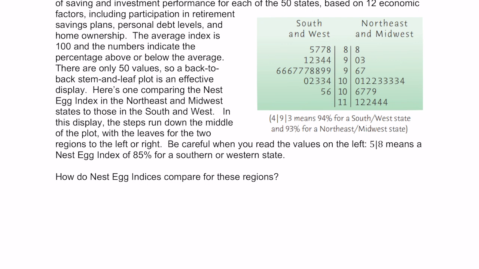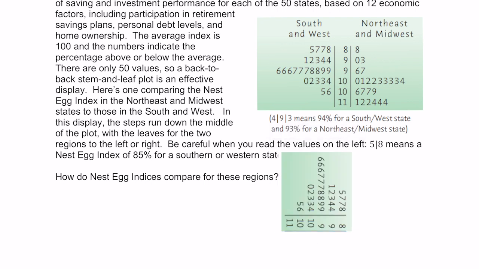How do the nest egg indices compare for these regions? So if we take a look at our South and West side, and we look at our stem and leaf plot, it's kind of symmetric. I can fold, and it's pretty much the same on the left and the right sides, or the upper and the lower. If I turn this now, you can see how this would resemble a histogram.